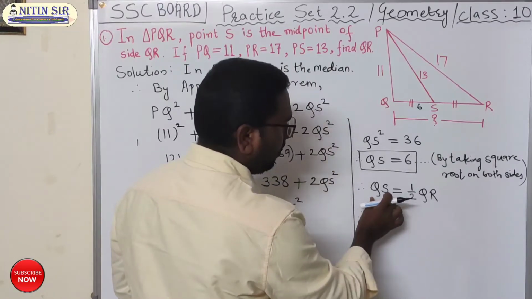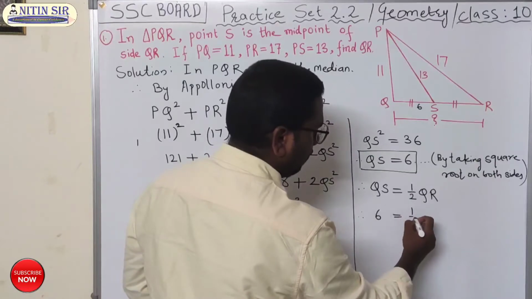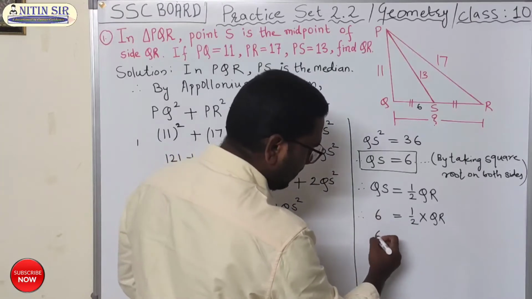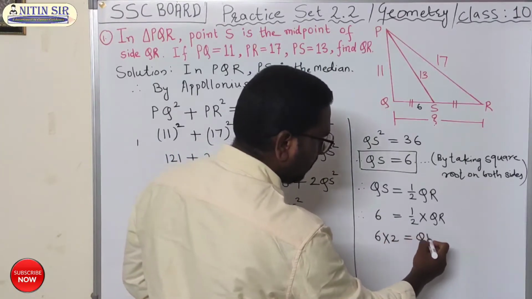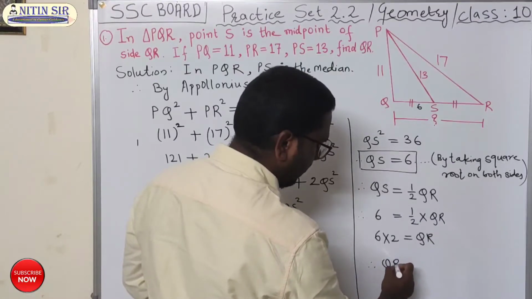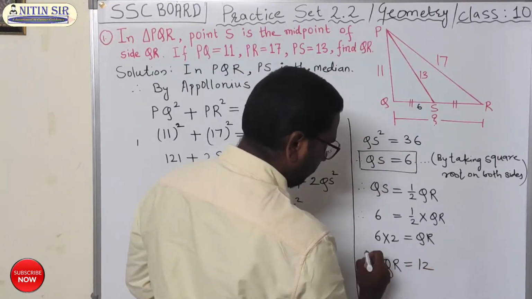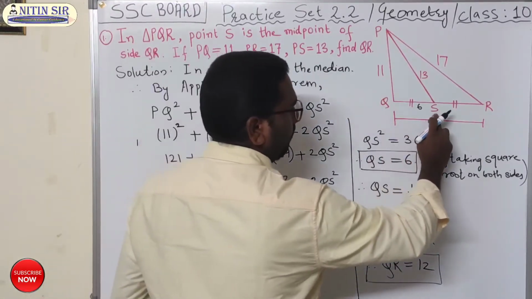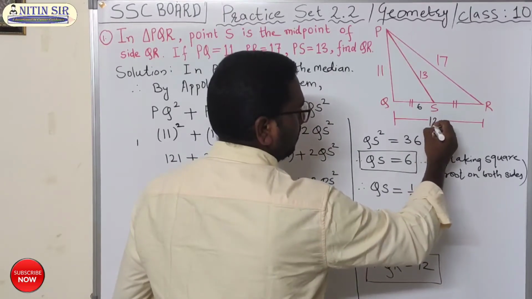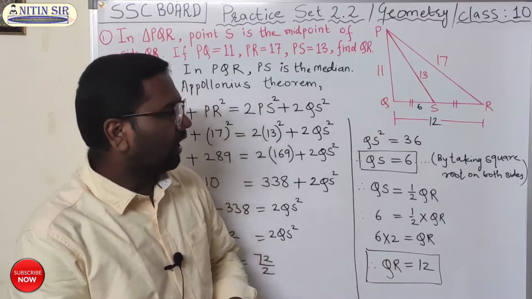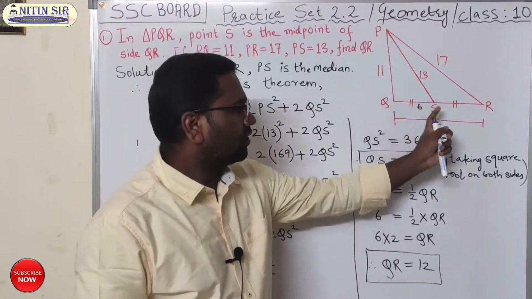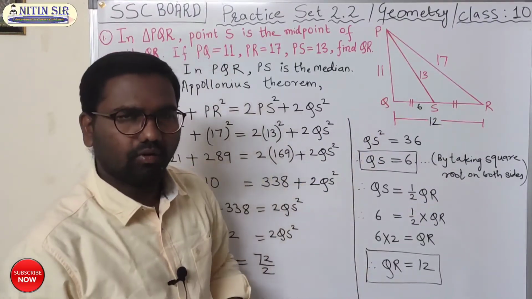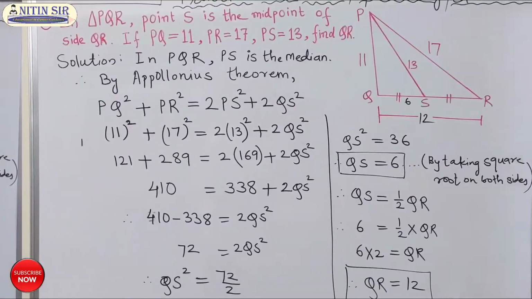Therefore what is the value of QS? 6. So 6 is equal to half into QR. So 2 will come here, it will multiply 6. So 6 times 2 is equal to QR. Therefore QR is equal to 12. So here we got the value of QR as 12. You can do like this, or you can do like QS is equal to 6, so SR is equal to 6, because these are two equal sides. So 6 plus 6 is 12. That way you can do. Okay, understood? Next.